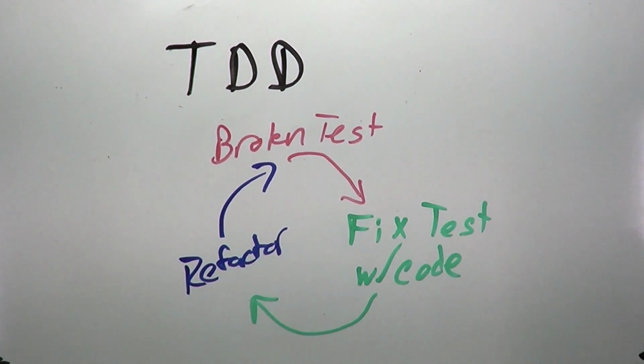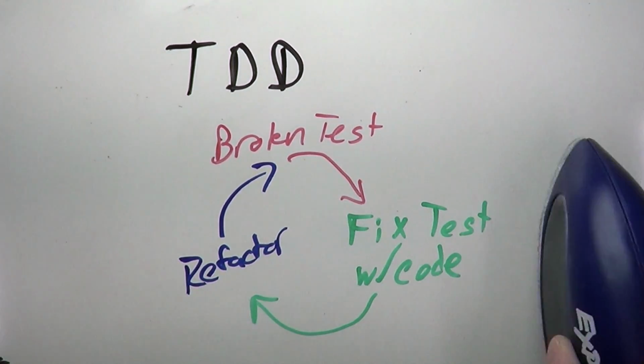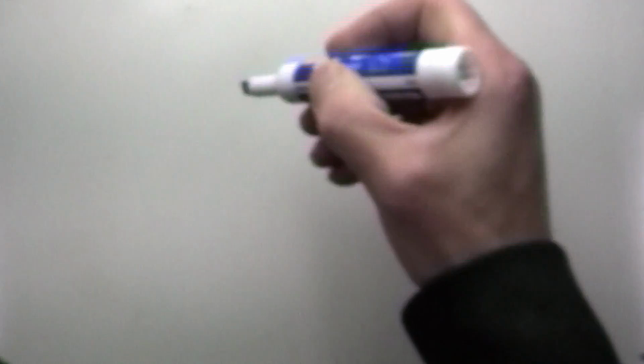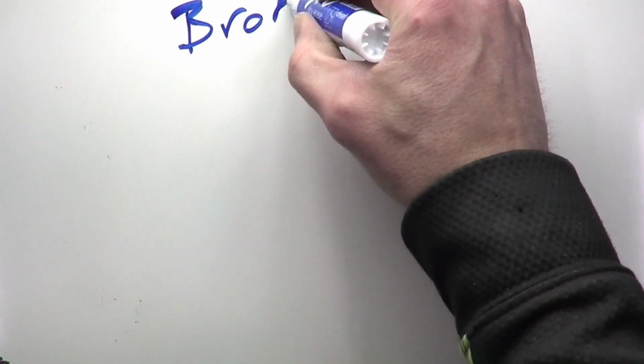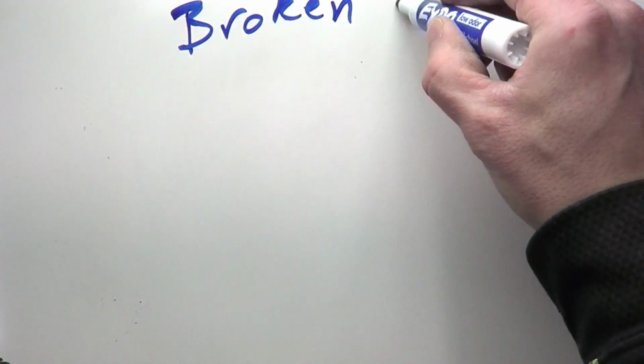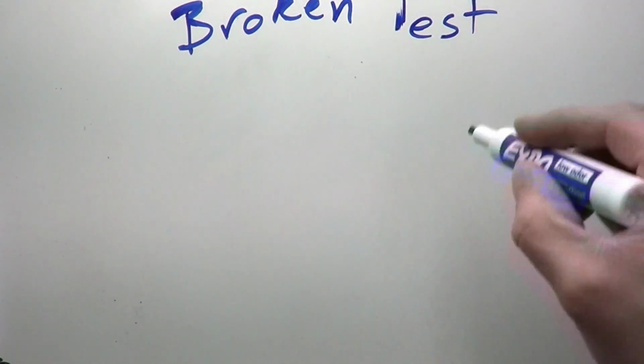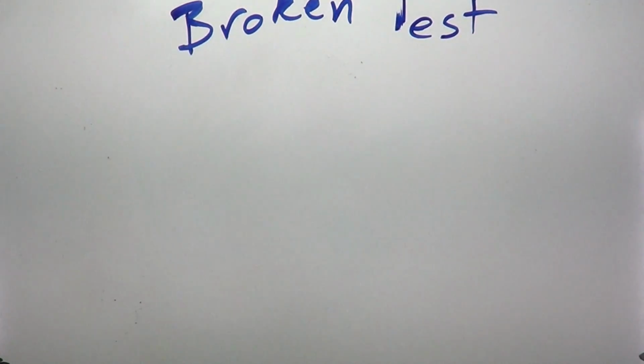So, what's the point of this? Why do people do it? So first of all, when you start with the broken test, it does a couple of things for you. First, it validates your assumptions.